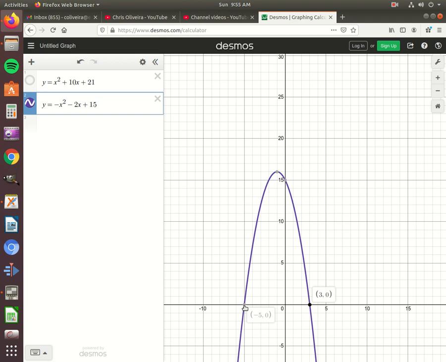Positive 3, 15. So we have those x-intercepts and the y-intercept we want, and you can see the a needed to be negative. It's opening downhill. Let's do one more of these things.